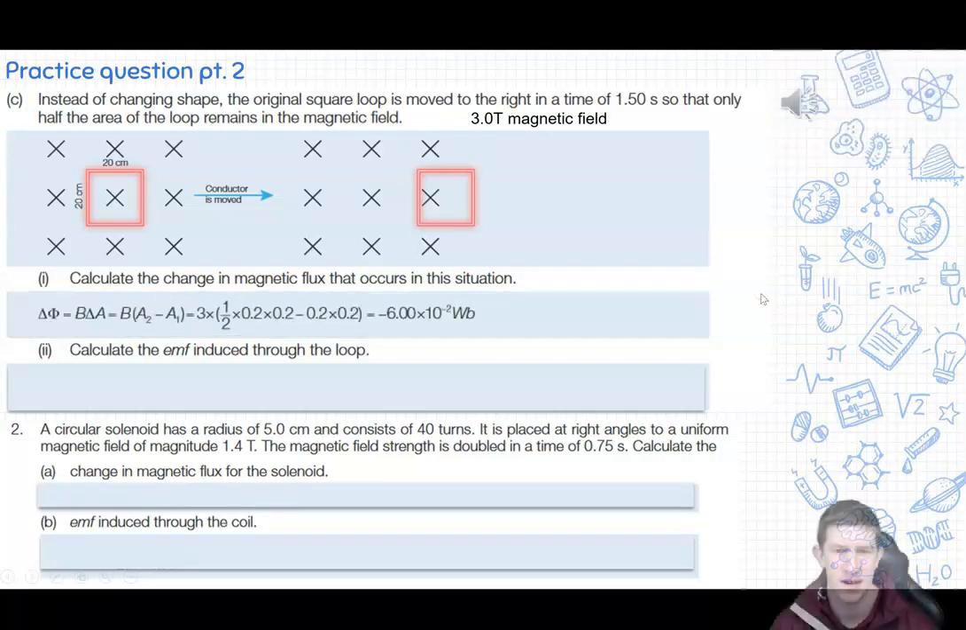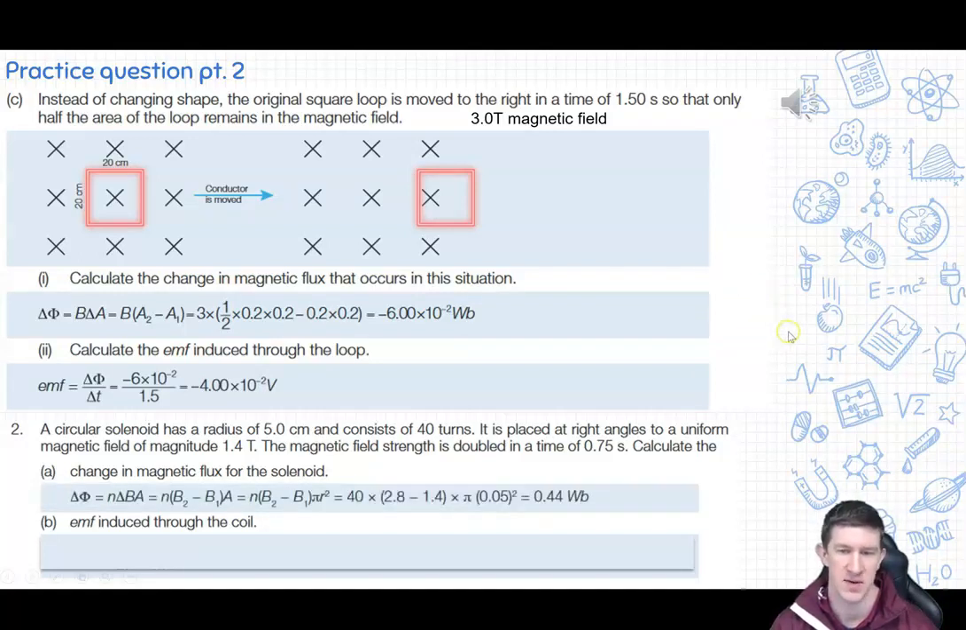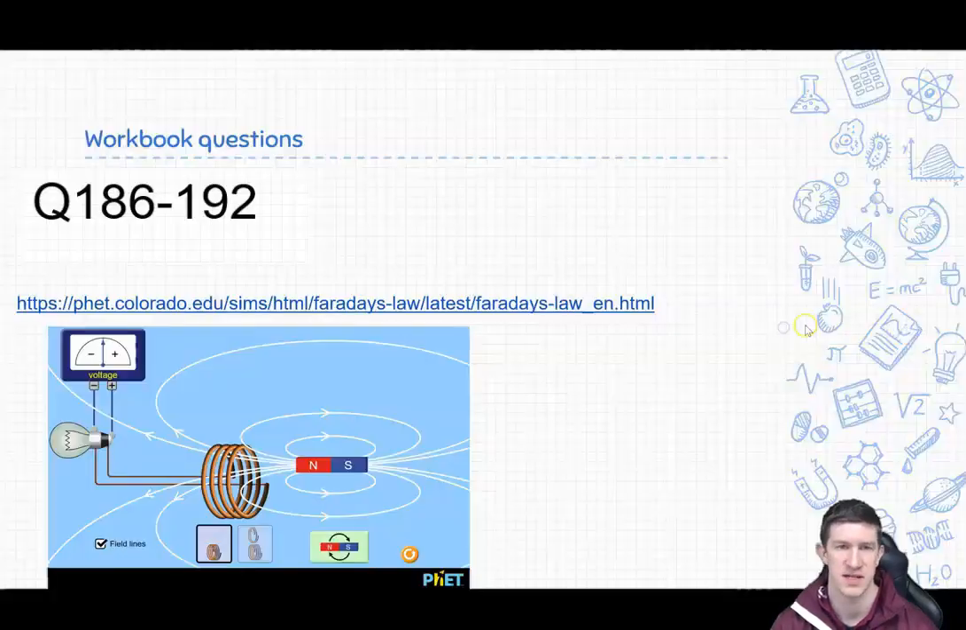So part 1, we end up with negative 6 times 10 to the minus 2 Webers. The induced EMF is negative 4 times 10 to the minus 2 volts. And in the solenoid case, we end up with 0.44 Webers and an EMF of 0.59 volts. So from here, have a look at the workbook questions.